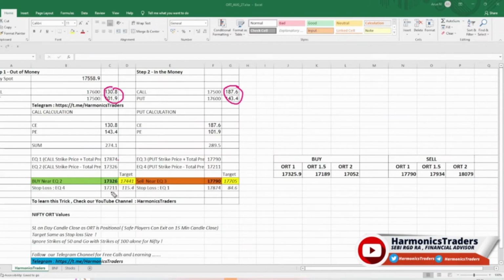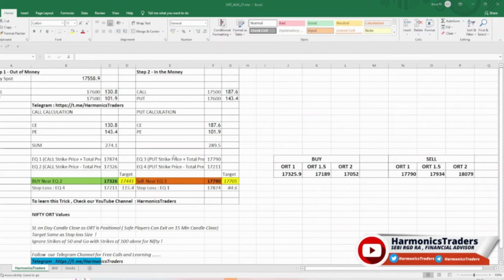We have the SL as well, and whatever the SL is, that is the target. For all of these, you can refer to this Excel and you will get everything. This is the stop loss. The buy entry and SL are fixed, and hence the stop loss is also fixed. Once you add the stop loss to the buy entry, you get the target. So for buy, this is the target, and for sell at 17,790, this 17,705 is the target. This is how one is supposed to derive the ORT values.